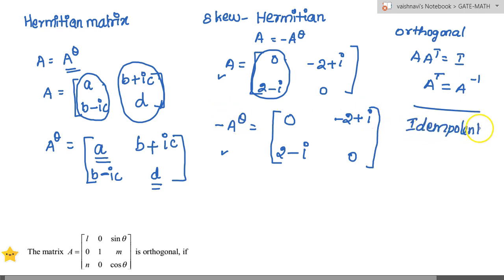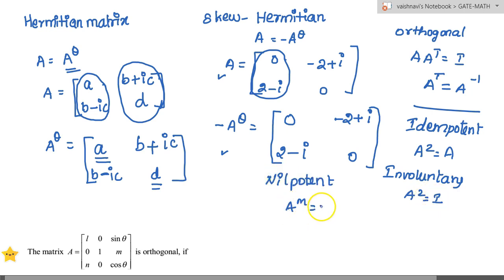Idempotent matrix means A squared is equal to A. Involutory matrix means A squared is equal to I. Nilpotent matrix: A to the power m is equal to 0. Whether you square it, cube it, or raise it to higher powers, the matrix will become 0. That is called a nilpotent matrix. And the final one is the permutation matrix. This matrix will consist of only zeros and ones, and the determinant will always be plus or minus 1. So these are some special matrices.